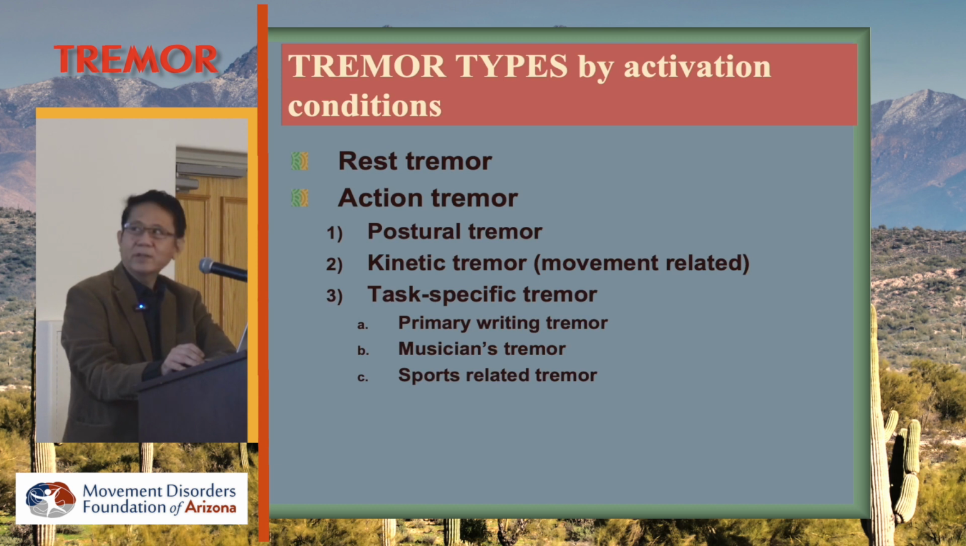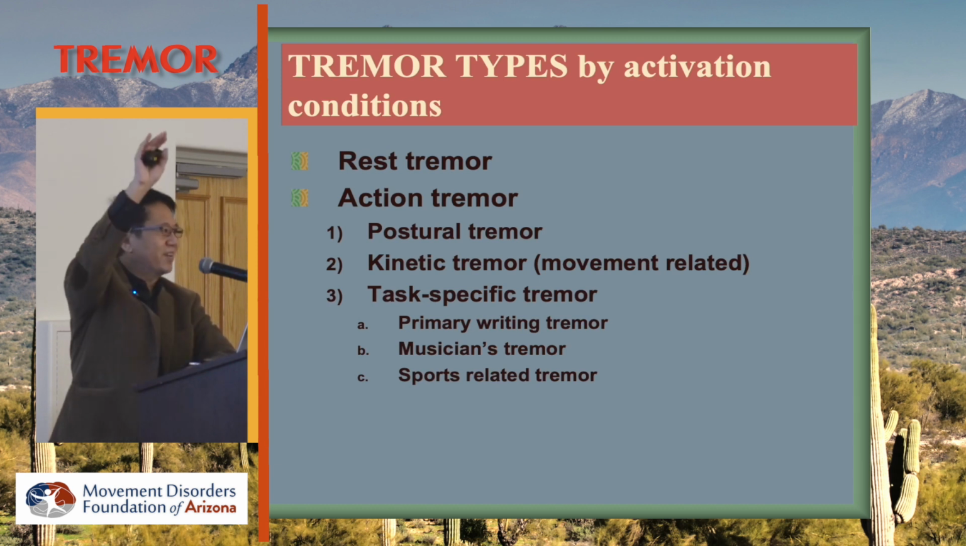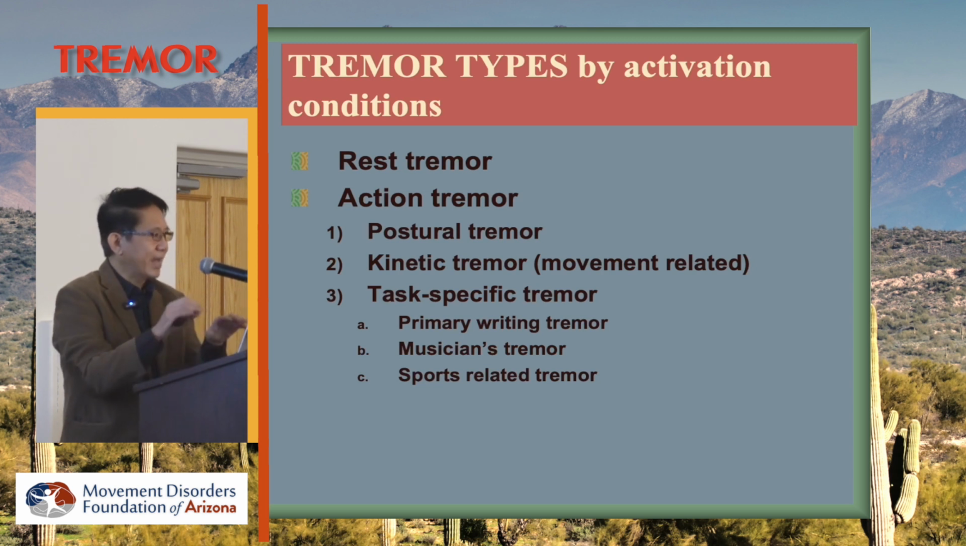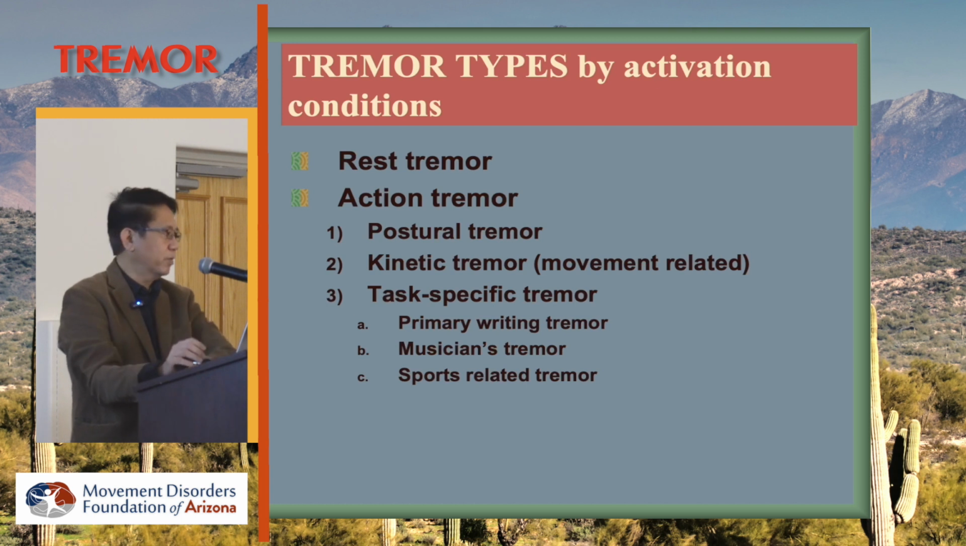And then there's a very interesting movement disorder called musician's tremor. Are there musicians in the audience? There you go, yeah, absolutely. So musician's tremor is a tremor that is very task-specific to the instrument that they play. For instance, you can have a task-specific tremor while playing the piano, or maybe the flute, or the saxophone. And this can be pretty disabling if you're a professional musician.